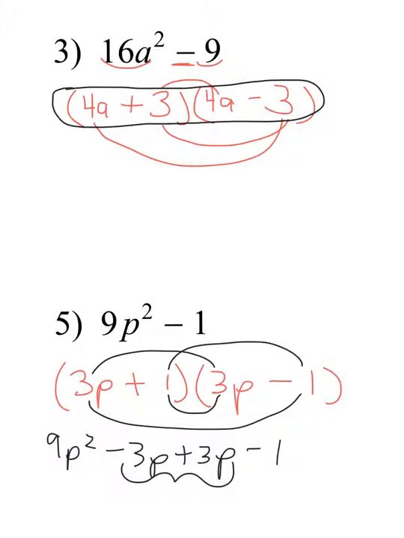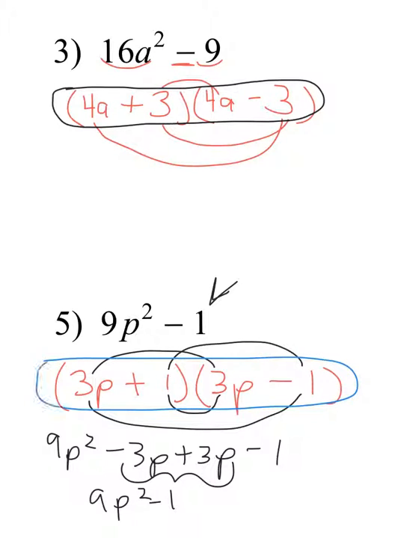Again, these cancel out, and so we're left with 9p squared minus 1, and that indeed is the problem that we started with. So we know that our solution is indeed these two factors.